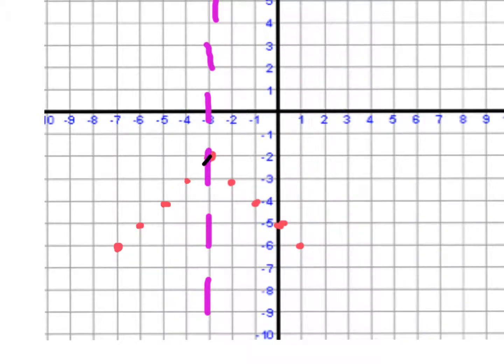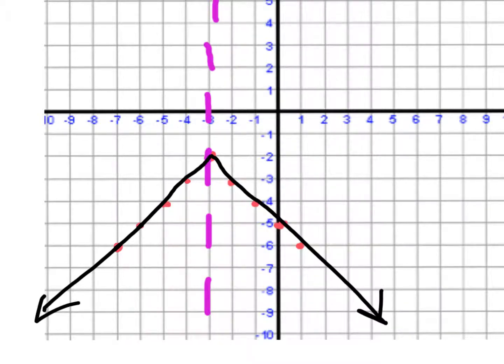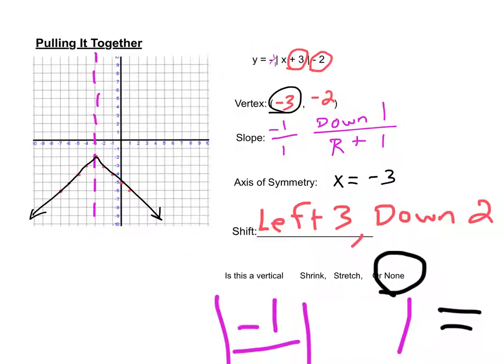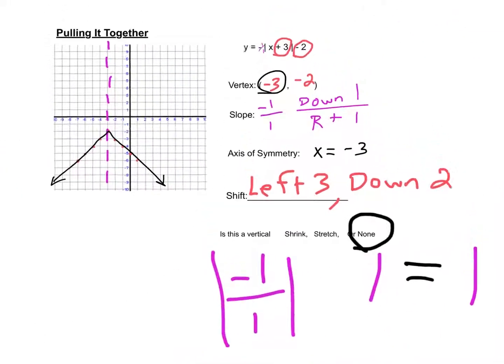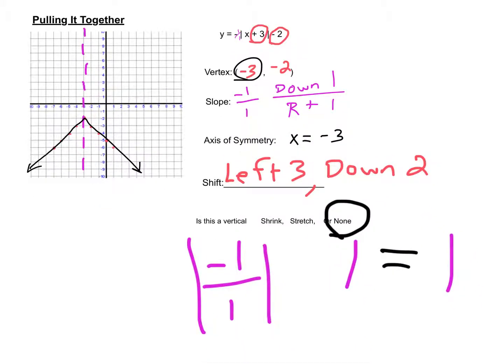Let's connect the dots like so. And we zoom out because we are done. There we go. And we're all set. There's that one.